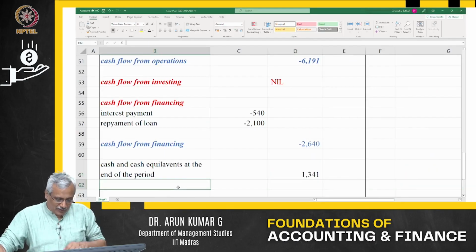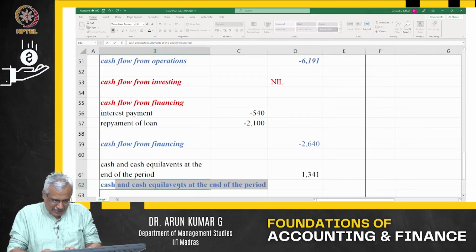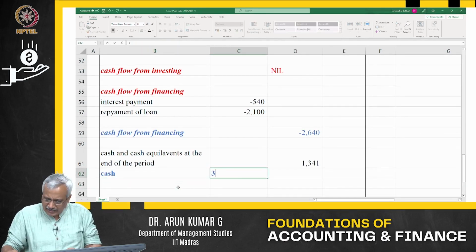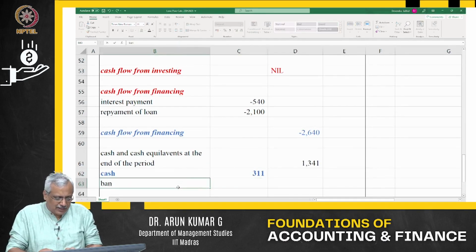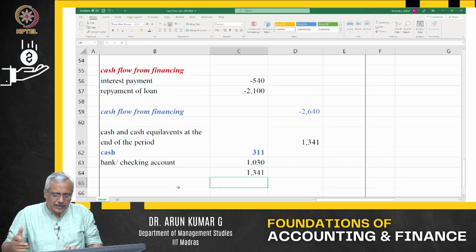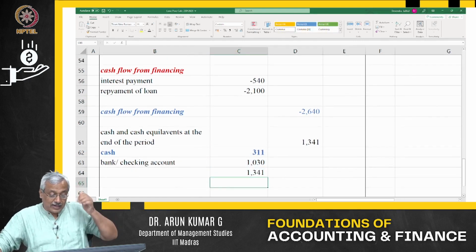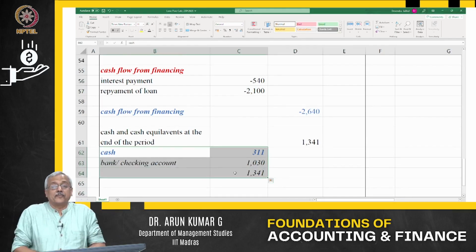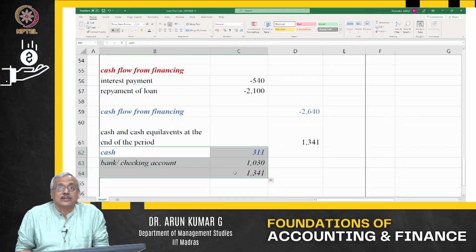That is equal to, you can see from the case, cash, what you had in this case was 311, and then bank or checking account, what you had is 1030, and the total of this is 1341. You can actually see it matches out here in this particular case. It matches out there. Right.